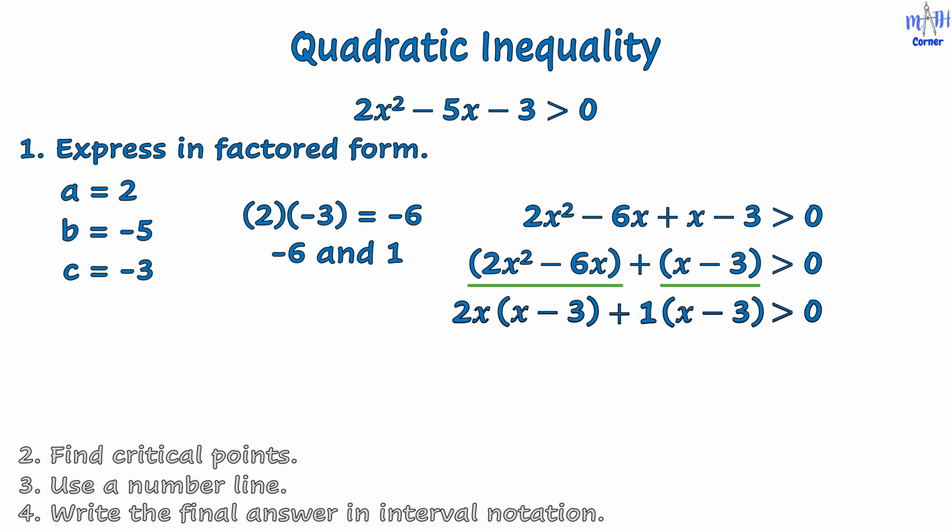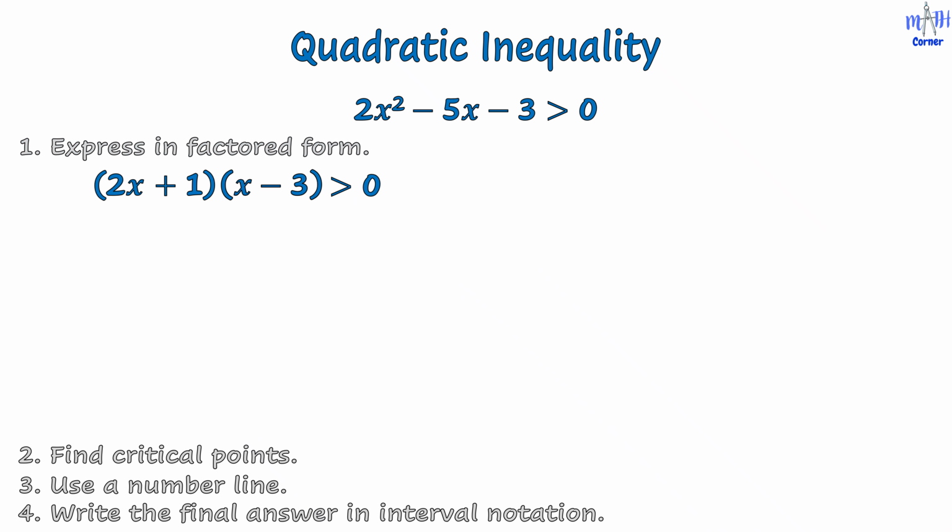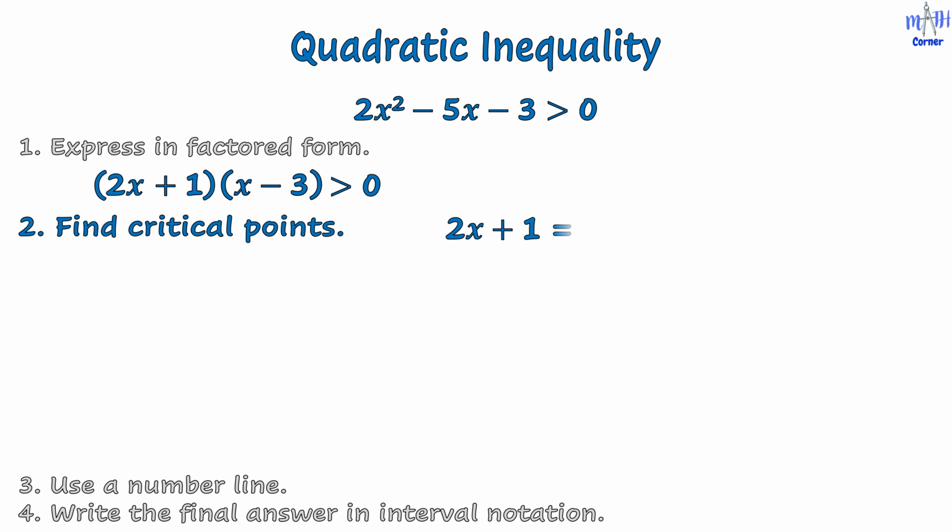Now factor the common binomial. We get 2x plus 1 times x minus 3. So, the inequality becomes 2x plus 1 times x minus 3 is greater than 0. Now set each factor equal to 0 and solve. 2x plus 1 equals 0.